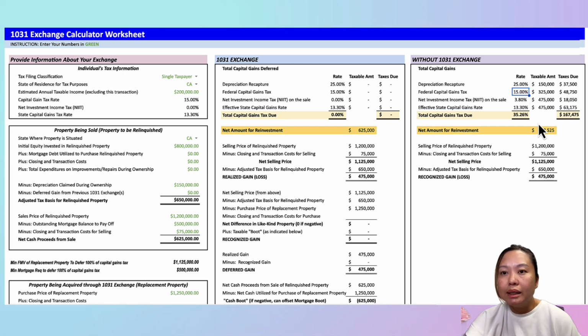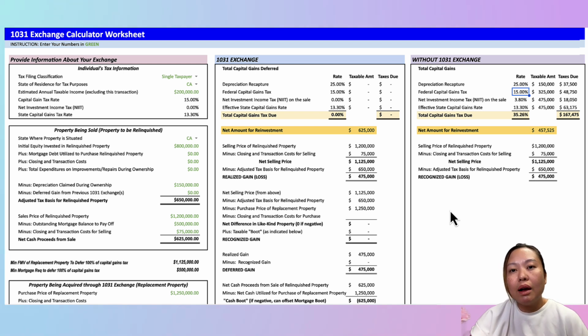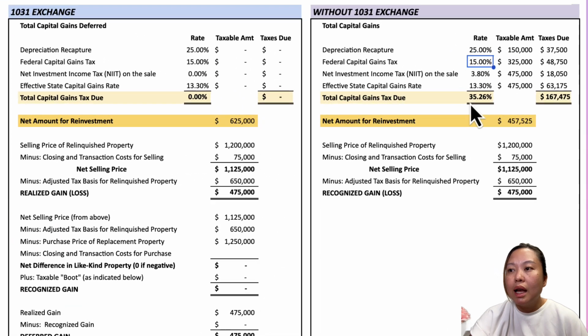And once you go over 200K for a single taxpayer, net investment income tax kicks in. If you have another filing status, you can check the threshold at which net investment income tax kicks in. That net investment income tax is 3.8%. And because you live in California, you have the state capital gain tax over here.